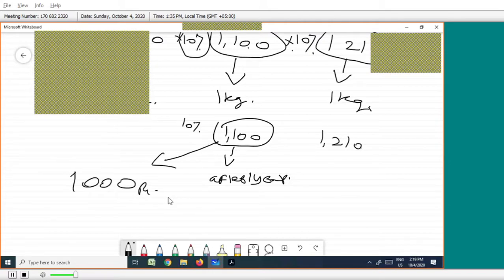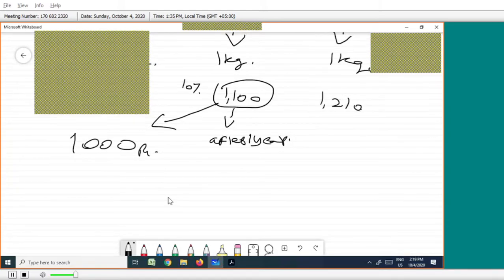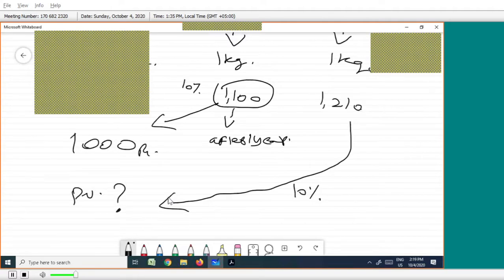Then what about 1210? After 2 years, I have 1210. Discount rate is 10%. What is the present value? Now tell me for the 2 years category. After 2 years, I have 1210. What is the present value? Please tell me.